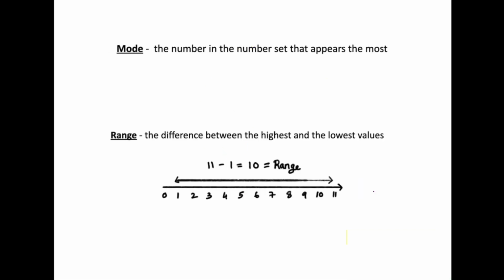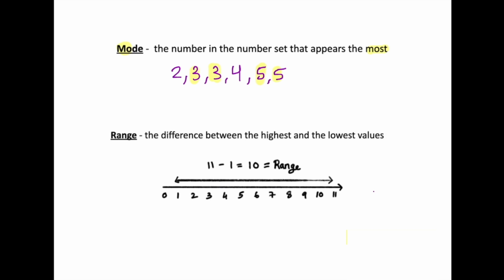The mode is the number that appears the most in the data set. I remember this because mode starts with MO and most starts with MO. Look at these numbers below. In this data set, our mode would be 3 because it happens twice. You can have more than one mode. For example, if I had another 5, there would be 2 modes, 3 and 5.